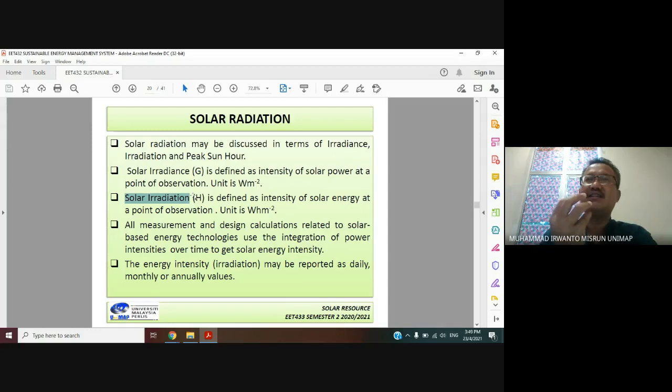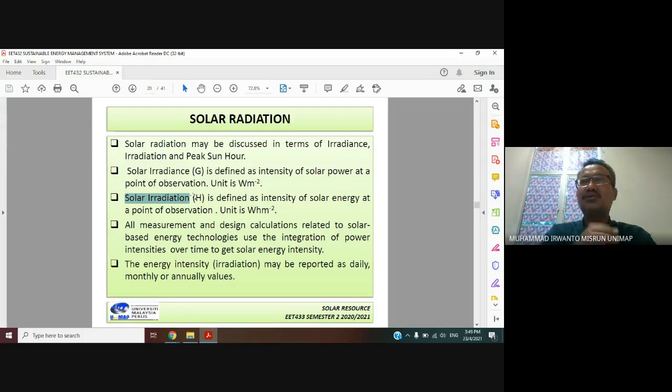3 hours of solar radiation data. At least 300 watt per meter squared must be available in the area. How do we obtain it? How do we obtain the 300 watt per meter squared or above?